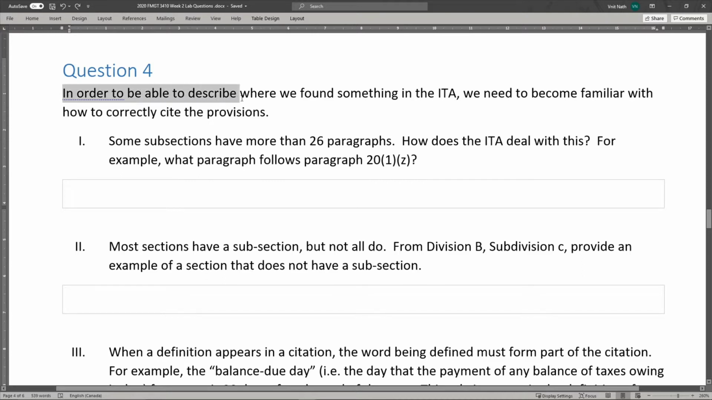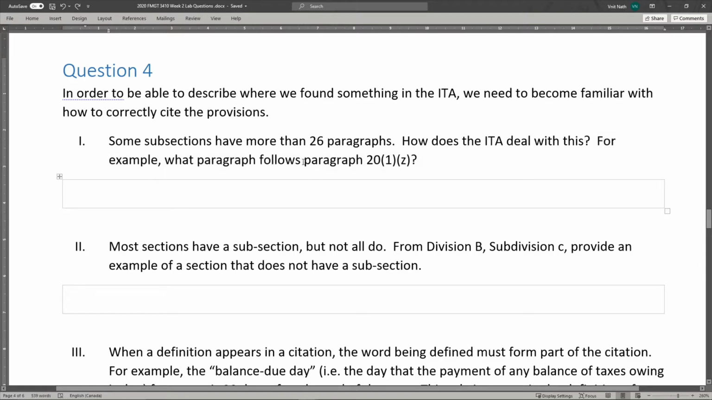In order to be able to describe where we found something in the ITA, we need to become familiar with how to correctly cite provisions. So this question is another question about citations. Question 4, part 1. Some subsections have more than 26 paragraphs. How does the ITA deal with this? For example, what paragraph follows paragraph 21Z?